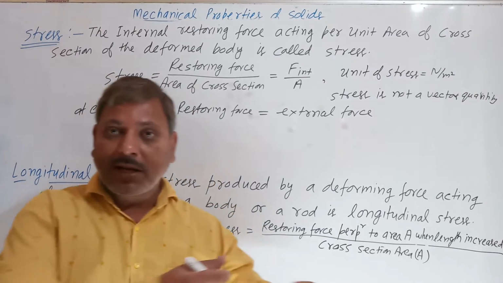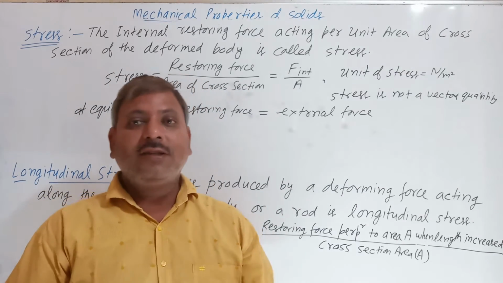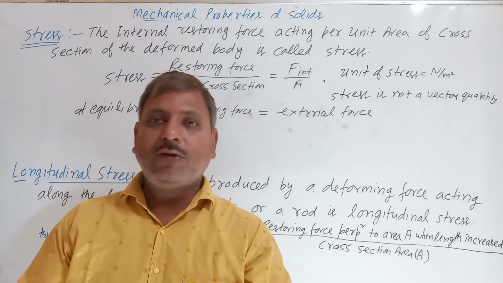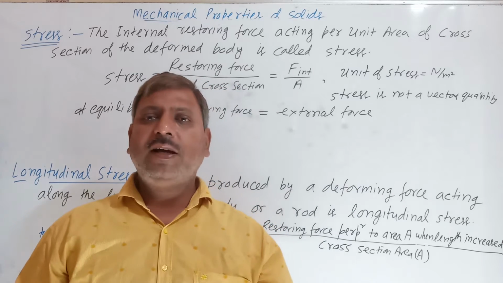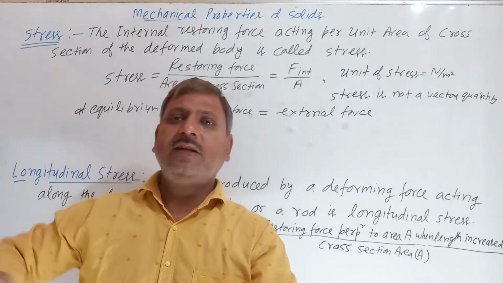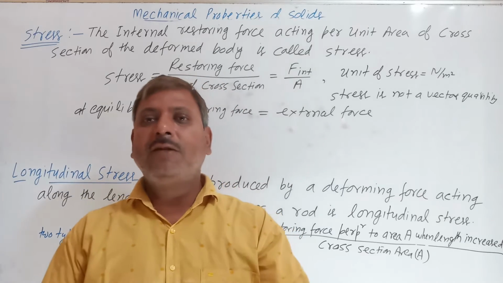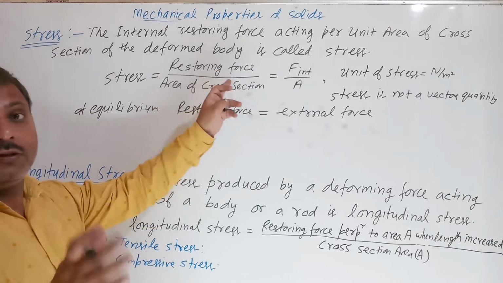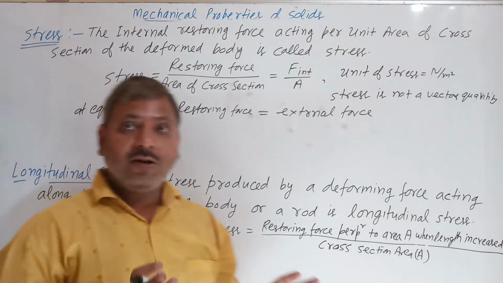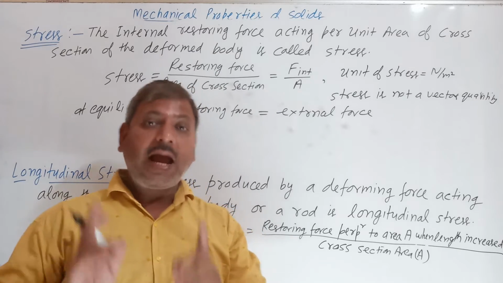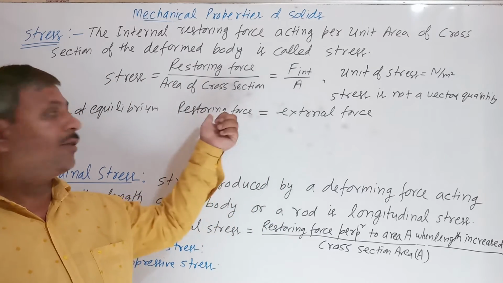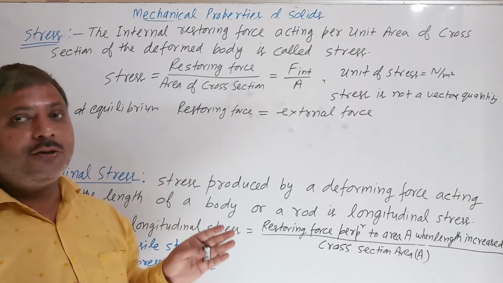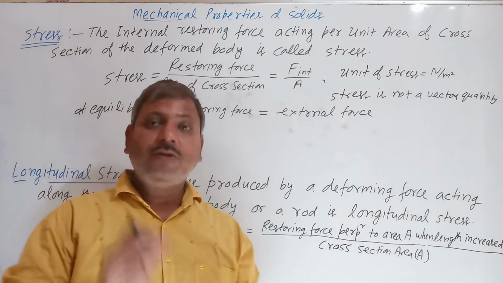Sometimes we apply a deforming force, but there is no internal or restoring force. That is called plasticity. The deforming force is applied, but there is a permanent or partial change in shape and size. So internal restoring force per unit area is stress, not deforming force per unit area. At equilibrium, deforming force is equal to restoring force, and at that time we can say stress is equal to deforming force per unit area, but only at equilibrium.